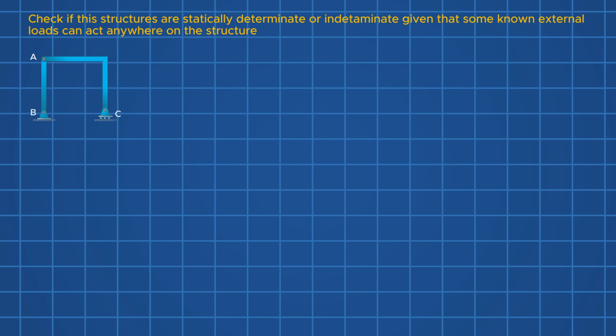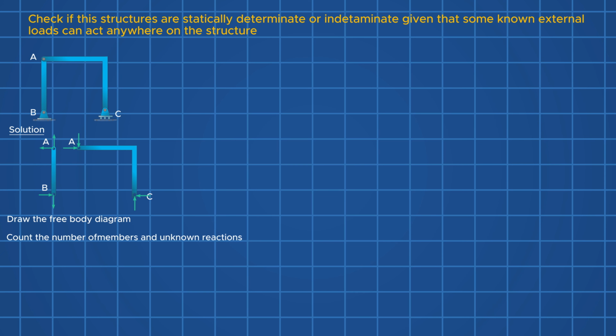For this structure, we will disassemble the frame, showing all the forces acting on each member. Both members can be identified as 2 force members, but known external load can act anywhere on the structure. So there are 3 equations of equilibrium for each member.